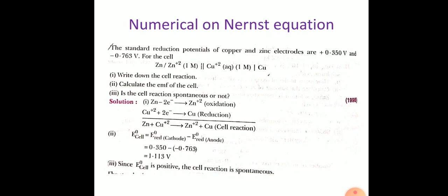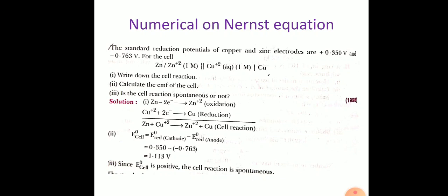Now you are asked, number 1, to write down the cell reaction. Number 2, calculate the EMF of the cell. And question number 3, is the cell reaction spontaneous or not?